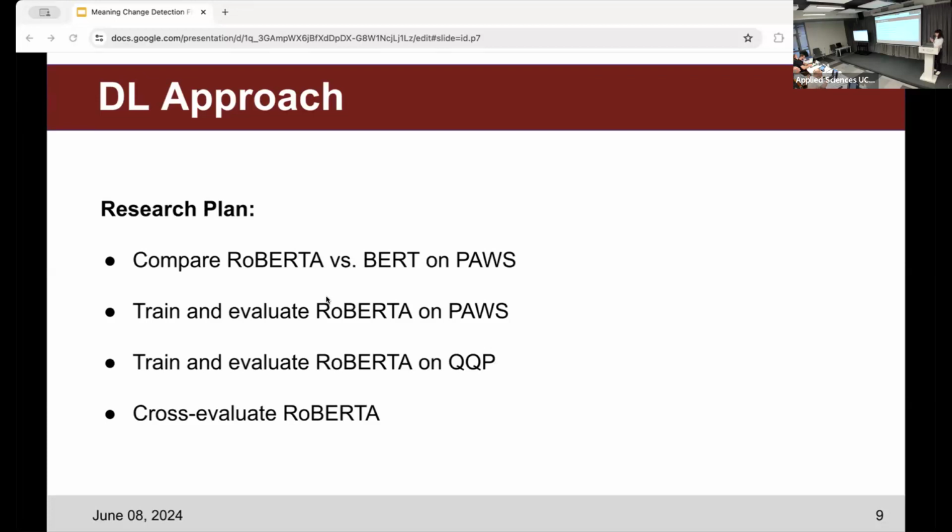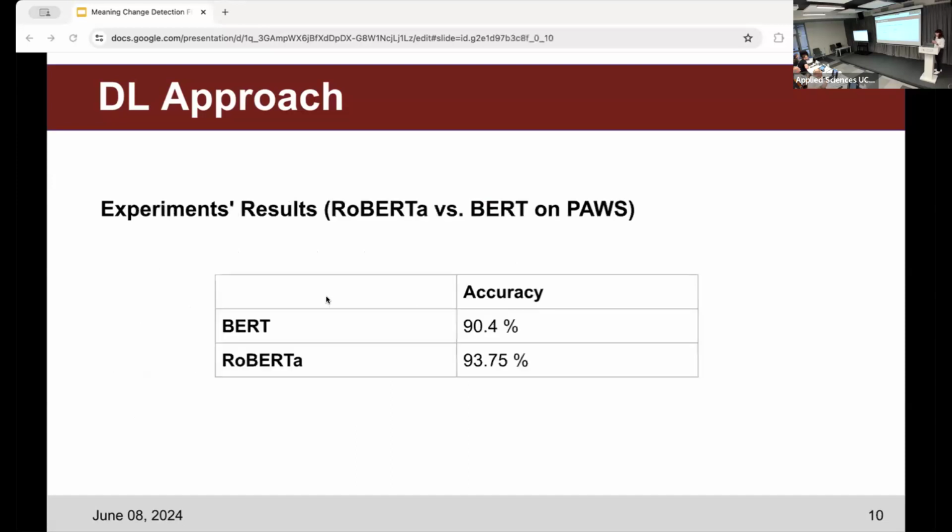Also, we needed to train and evaluate RoBERTa on PAWS and on Quora Question Pairs and make some cross-evaluation of the trained models. Why is cross-evaluation important? It's just in order to reconfirm or disprove the statement about improving the model performance after training on the PAWS dataset. As can be seen from the table, RoBERTa met the expectations and a bit outperformed BERT on the PAWS dataset.